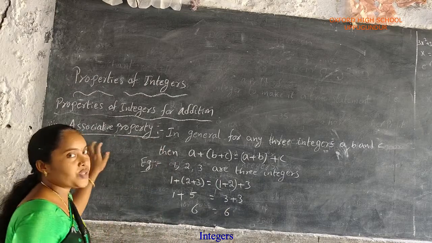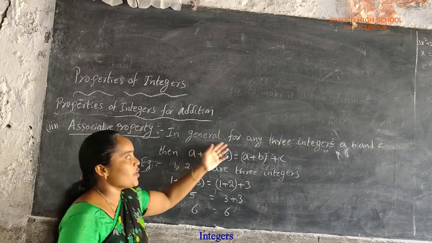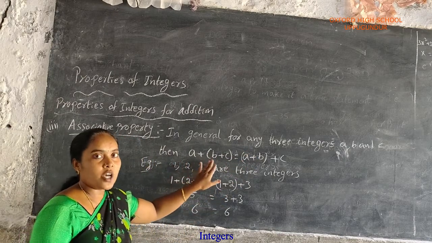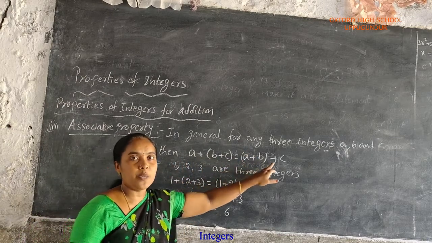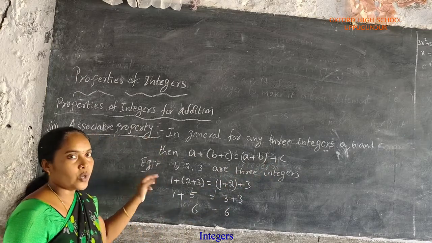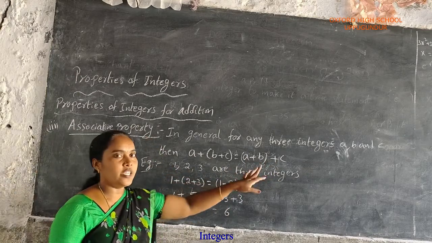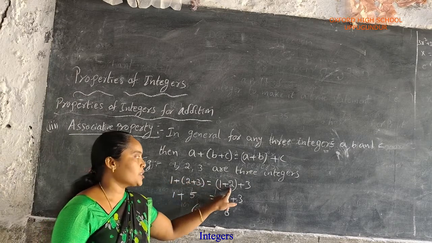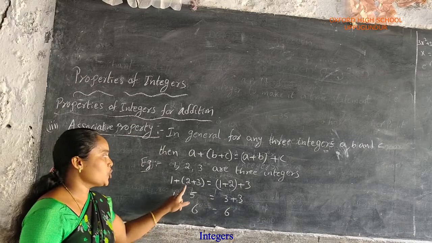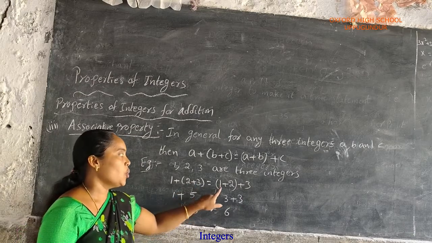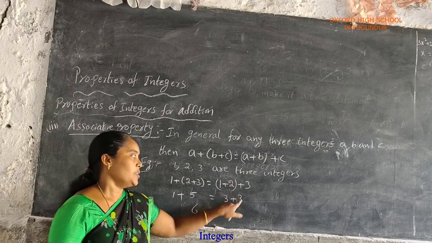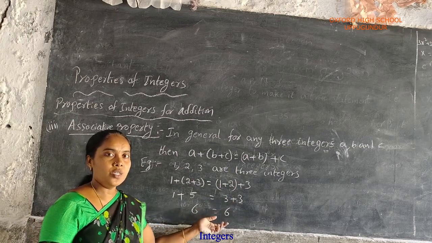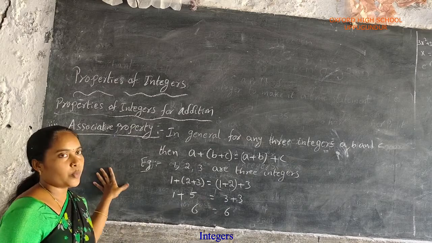Once again, associative property. In general, for any three integers a, b and c, a plus (b plus c) equals (a plus b) plus c. Example, 1, 2, 3 are three integers. 1 plus (2 plus 3) equals (1 plus 2) plus 3. 1 plus 5 is 6, 3 plus 3 is 6. 6 equals 6. Associative property completed.